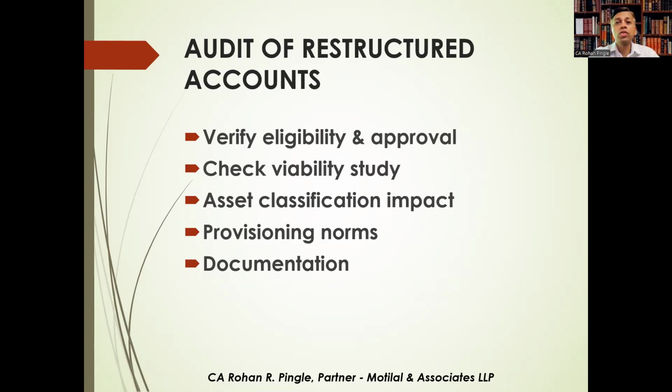Let's see the audit of restructured accounts. The auditor must ensure proper approval hierarchy as per the delegation. Whether a viability assessment report exists or not needs to be verified. Restructuring is not used to evergreen the accounts. That is the main thing. We need to verify that restructuring is not used to evergreen the account. Asset classification, generally downgraded to NPA, can be upgraded only after satisfactory performance. We also need to verify the revised repayment schedule, correct provisioning, and disclosure requirements.